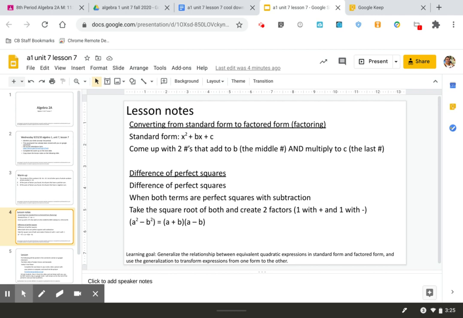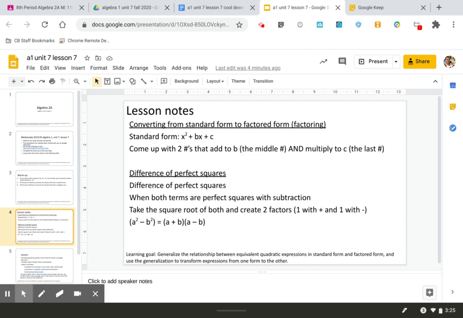We did not talk about what we do if it is not in factored form, say it's in standard form, then how do we convert it to factored form? And that's what we're going to talk about today. Two different types of factoring.